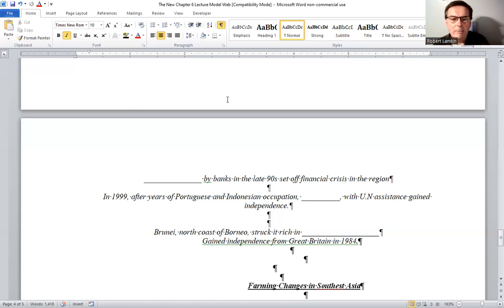Brunei, haven't talked about them much. Brunei, north coast of Borneo. They struck it rich in oil and natural gas, and they gained independence from Great Britain in 1984. Here is Borneo, and Brunei is not as densely populated as the rest of the region.